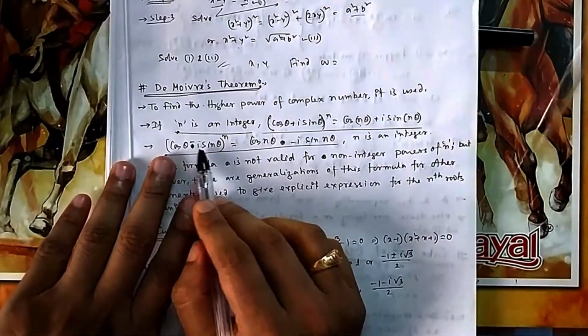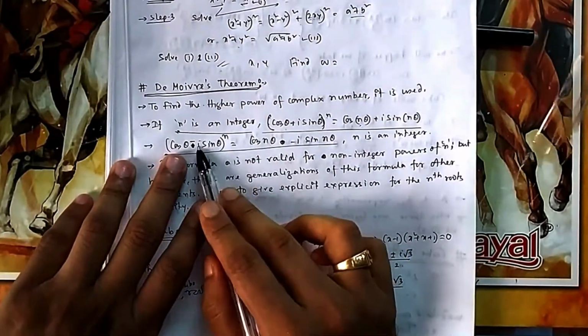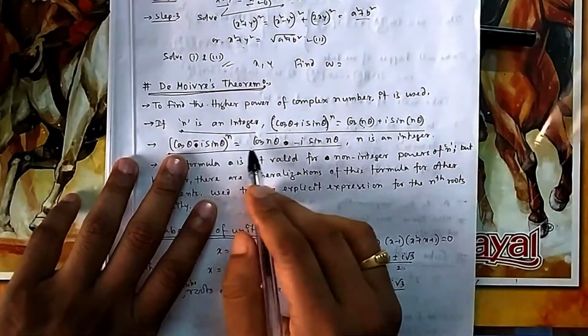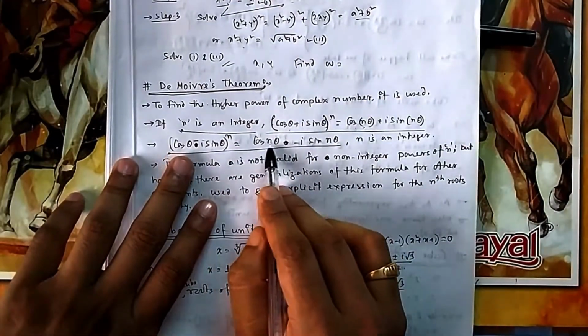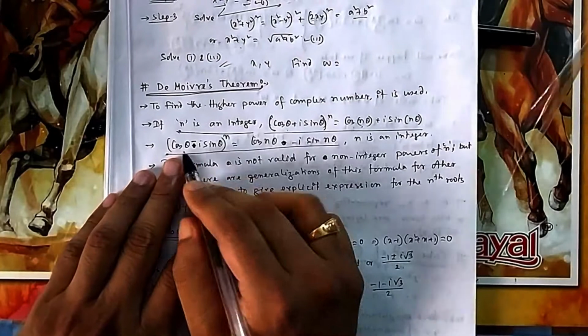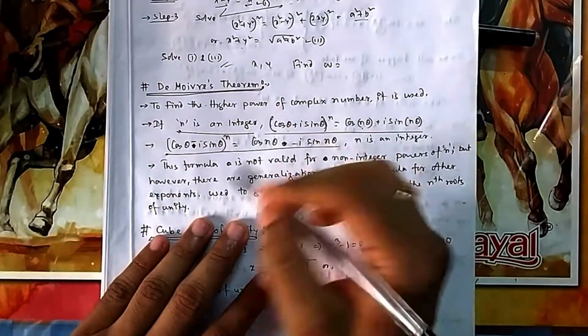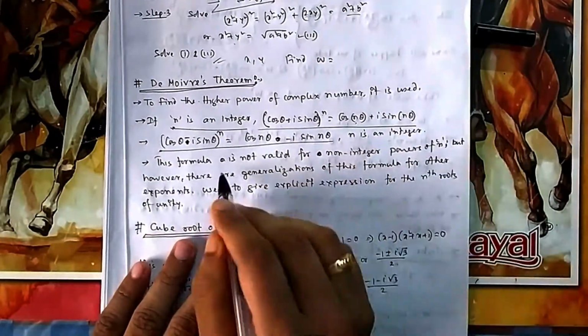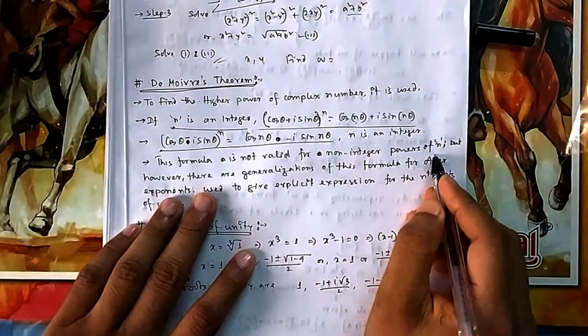Similarly here also, if it is minus, then it will just go inside. There is nothing related to this plus or minus. This n will go inside that. If it is minus n, it will go as minus n theta. Whatever n value, it will go there. n is an integer. This formula is not valid for non-integer powers of n.